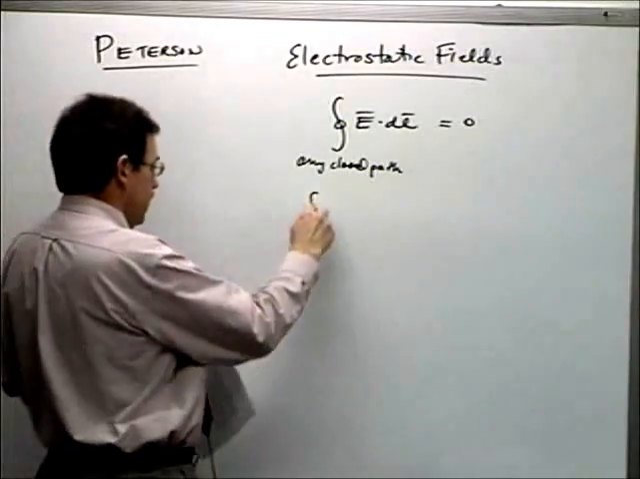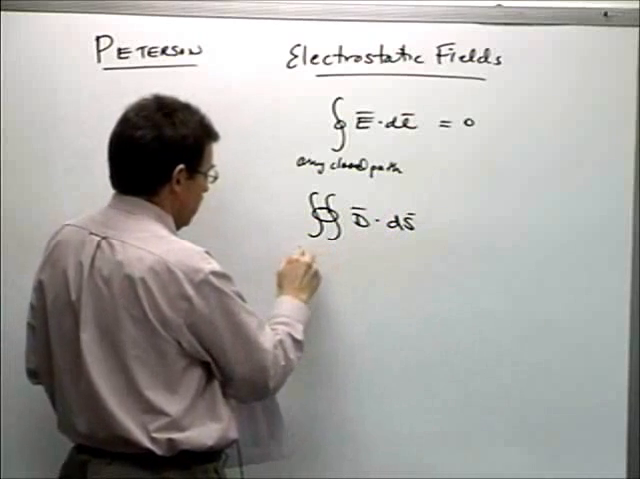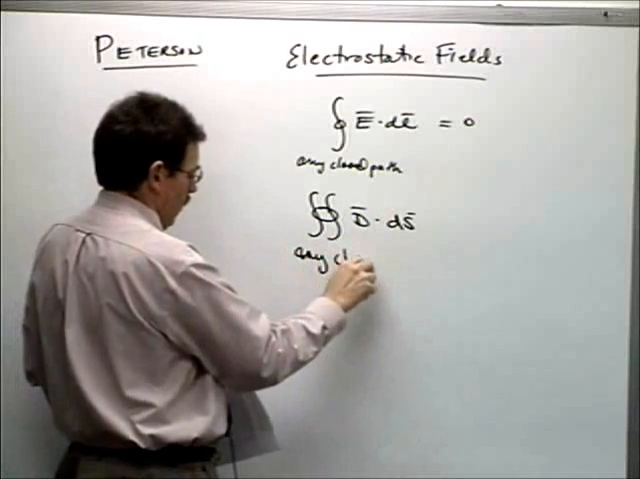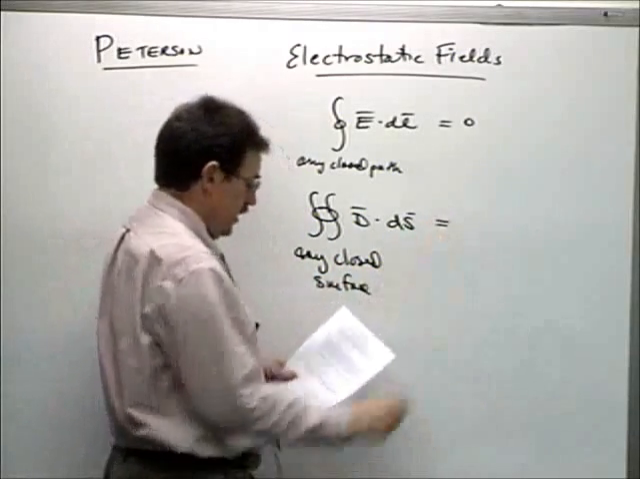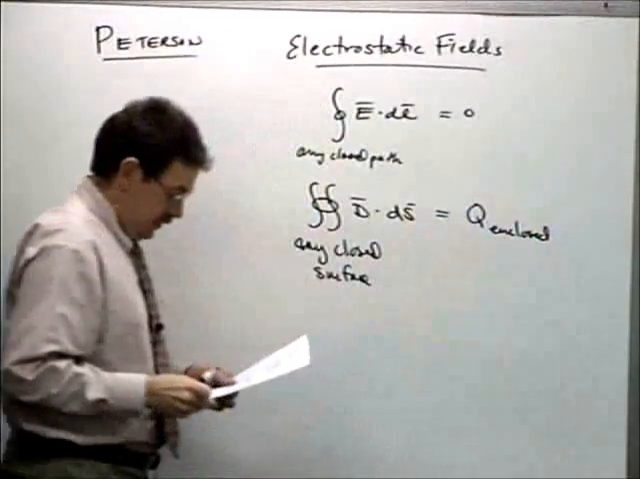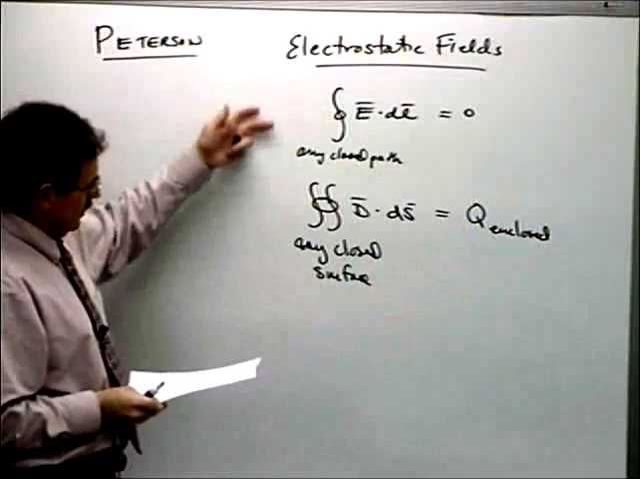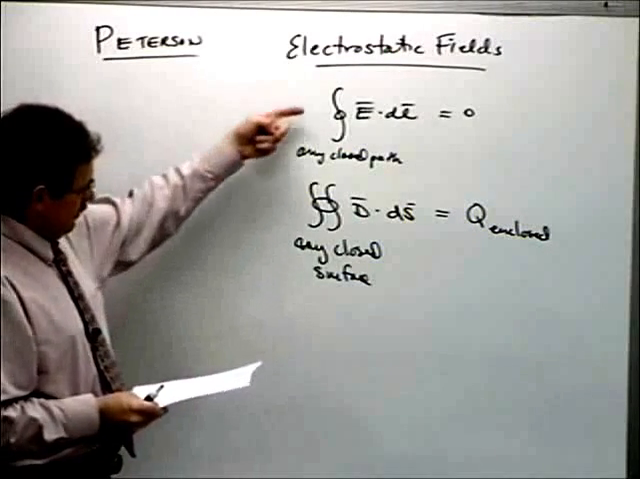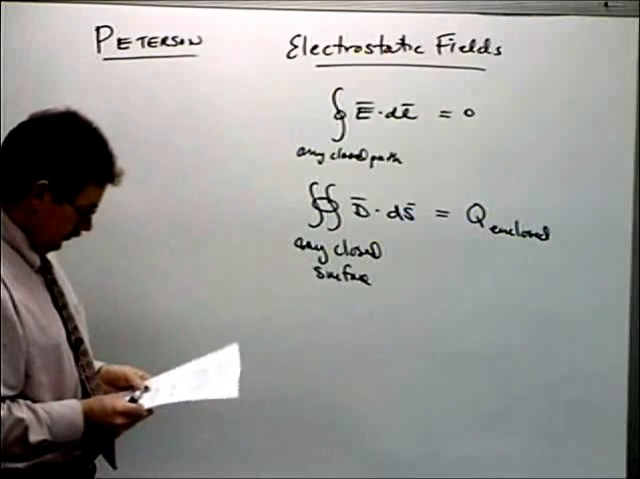And there's another equation that says the integral of D dot ds over a closed surface, and really it's any closed surface, is equal to the charge enclosed by that surface. Okay. So those are the two integral relationships that involve the electric field or the electric flux density, D and E.